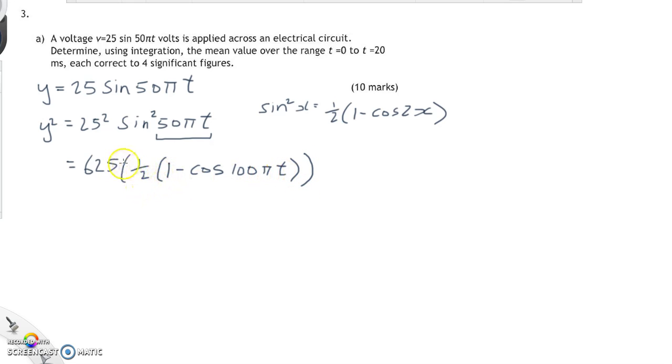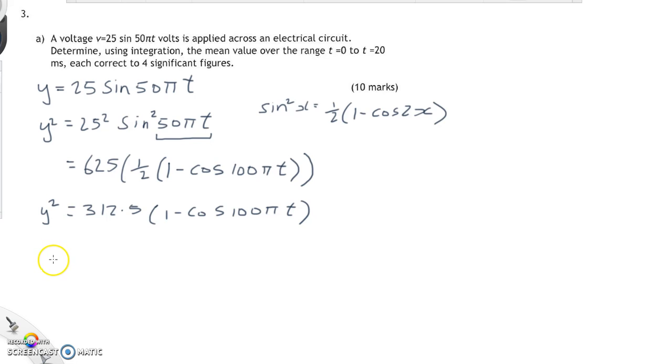So we can bring the half outside and multiply a half by 625, which is the same as dividing 625 by 2. We get 312.5 outside of 1 minus cos 100 pi t. And that's y squared. And what we want to do is integrate y squared. We want to get the average.